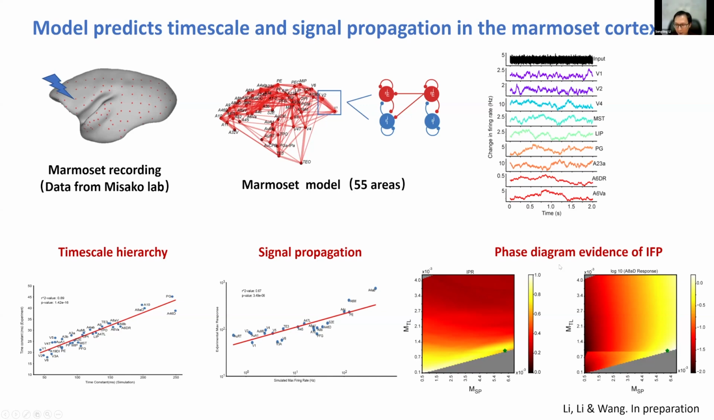And then with the determined parameters, rather than fine-tuned, we can plot the phase diagram, and we can see the IFP time scale phase and also the signal propagation phase. We can mark our parameters or model here in the green dots, which also shows this IFP as we have previously discovered in the macaque model. So from the marmoset model, it seems we have some indirect support for this IFP regime.